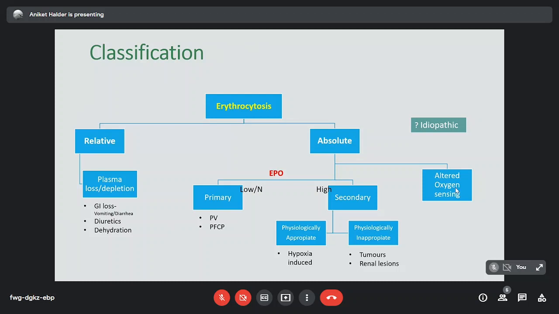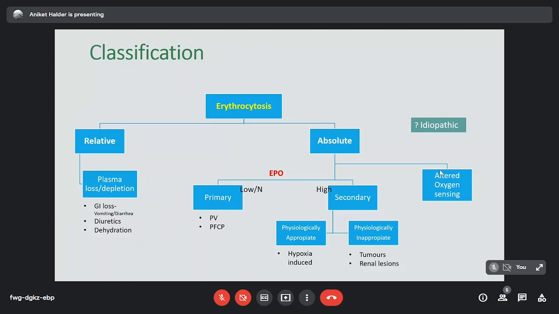Relative erythrocytosis, as I had said, is due to plasma loss or plasma depletion, in which there is a decrease in the total plasma volume, resulting in an apparent increase in the red cell concentration. The causes may be GI loss like vomiting, diarrhea, or severe dehydration, or use of loop diuretics, where there is decreased plasma volume, causing a relative increase in the red cell mass with increase in hemoglobin or hematocrit level. This relative erythrocytosis is the commonest type of erythrocytosis that we usually encounter in our daily practice.